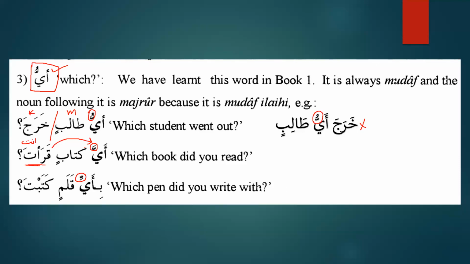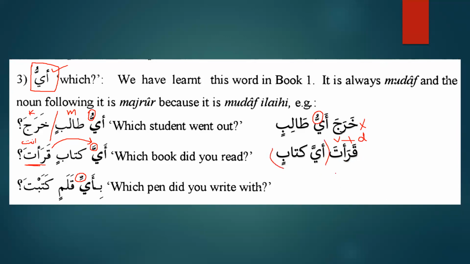So if I show you the real construction, inshallah, it will be clearer to you. The real construction is qara'ta ayya kitabin. Now here it's easier for you. Why is it easier? Because we know that qara'ta is a verb plus doer, it is fail plus file. And ayya kitabin is maf'ul bihi. So now it is easier.